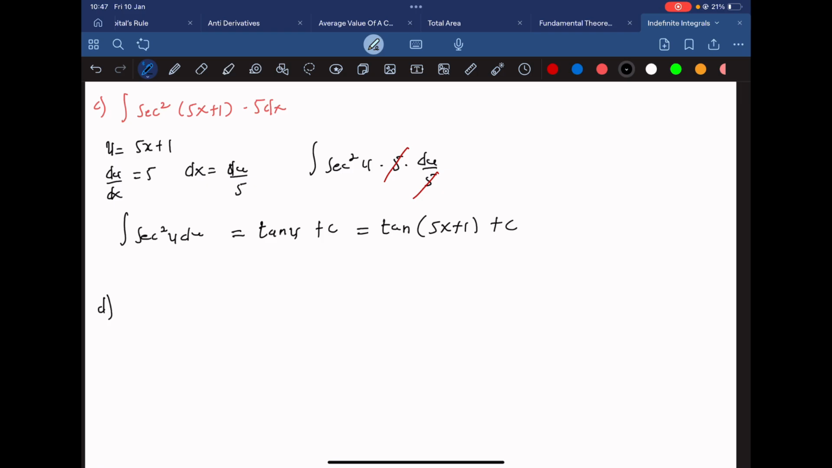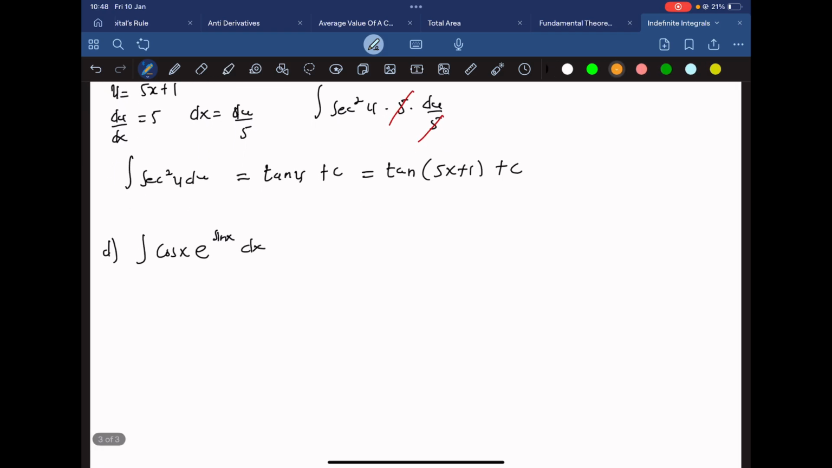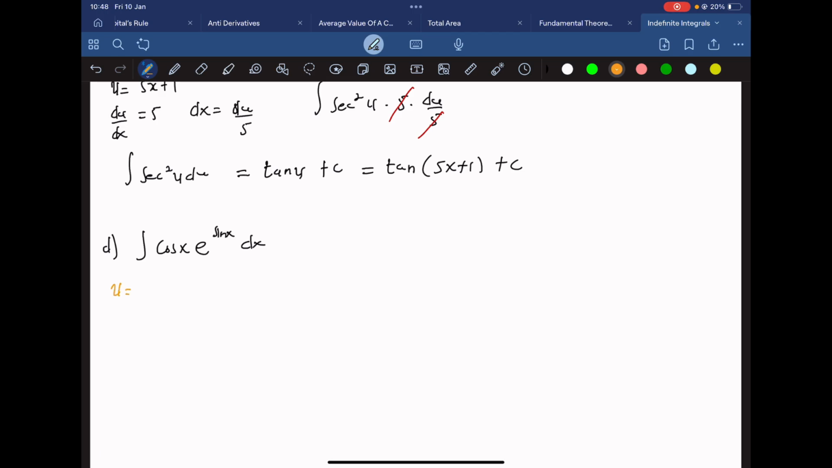Okay, let's look at a different one. We have cosine of x e to the exponent of sine of x dx. Remember, I told you that whenever you have an exponential expression, your exponent becomes your u. So in that case, we have u to be equal to sine of x. And if you differentiate this with respect to x, you have cosine of x. Then you make the x the subject in this expression. If you do that, you have the u over cosine of x.